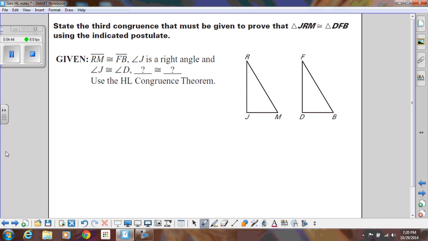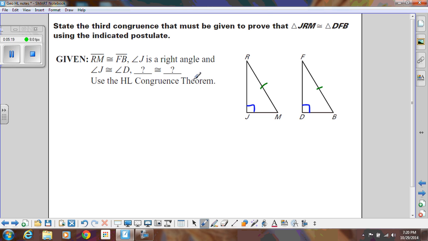Let's look at one more. Let's say we know we want to use HL. So these are right triangles, and we need to figure out what's the other piece of information that we need to know. We're given that RM, that's this side right here, is congruent to FB, this side over here. So I'm marking those congruent so I can visually see what's going on. And then we also know that J is the right angle. So that's the right angle right there. And it says J is congruent to D. Okay, so I'm going to mark D as my other right angle.